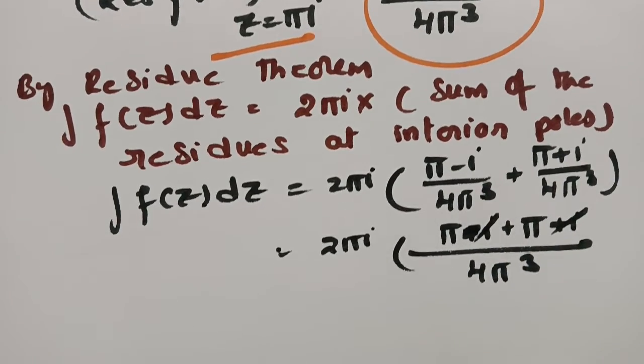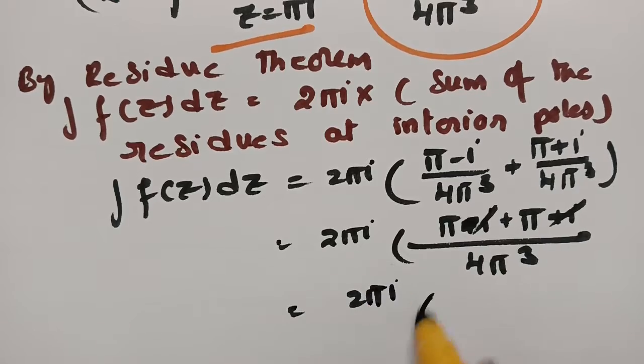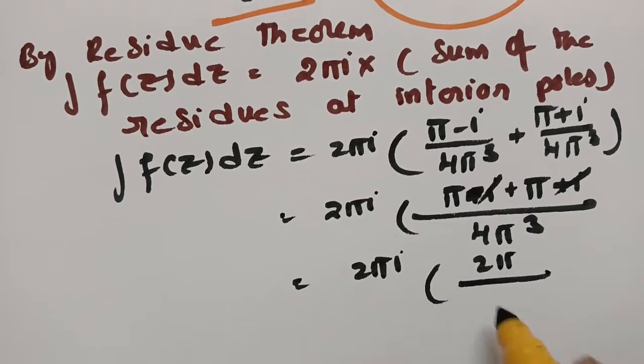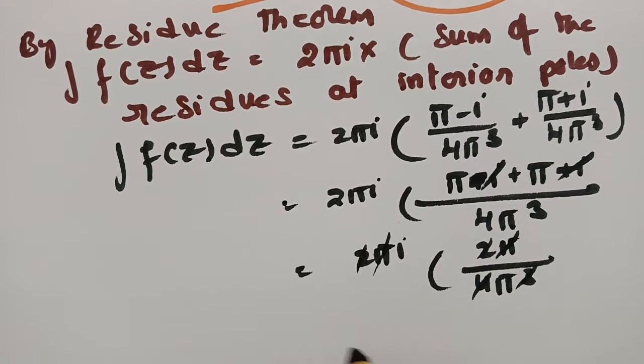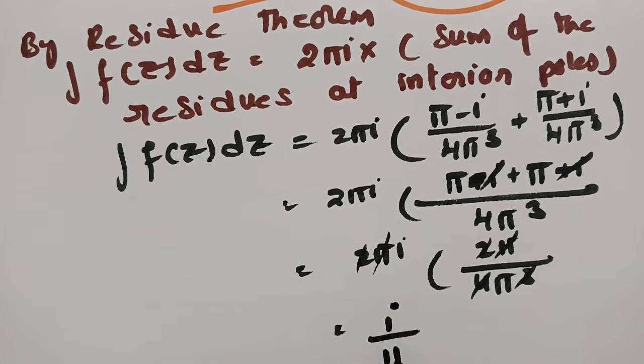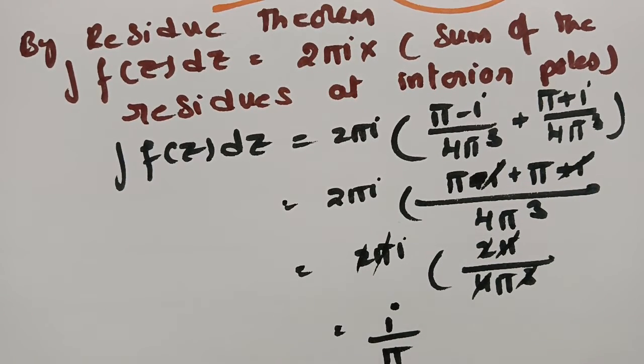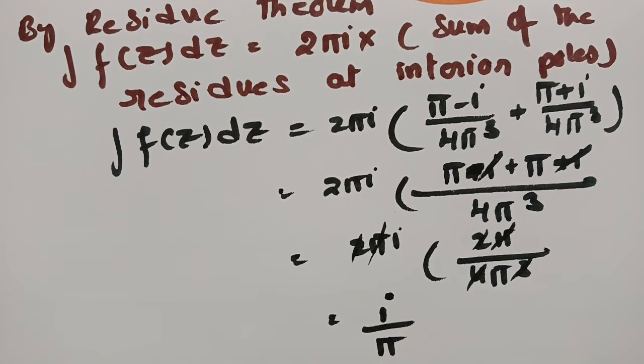Now I can cancel these two, and this will be 2 pi I times 2 pi by 4 pi cube, and 2 twos are 4, and this is 2 pi. If I cancel, this will be I by pi. So the value of the integral is I by pi.